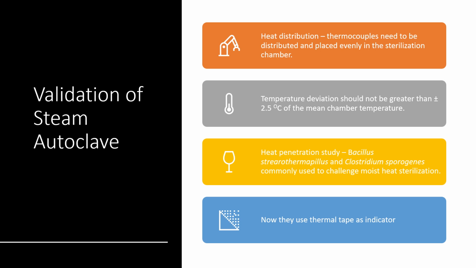Hence, the validation of steam autoclaves is essential for ensuring the safety and efficacy of sterilization processes in pharmaceutical and healthcare settings. By adhering to rigorous validation protocols, including monitoring heat distribution, controlling temperature deviations, conducting heat penetration studies, and utilizing reliable indicators such as thermal tape, manufacturers can maintain the highest standards of sterility assurance and regulatory compliance.